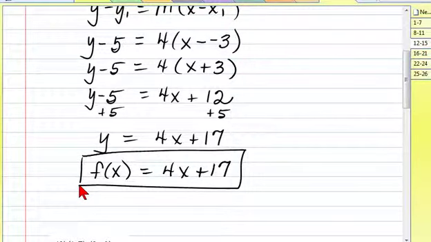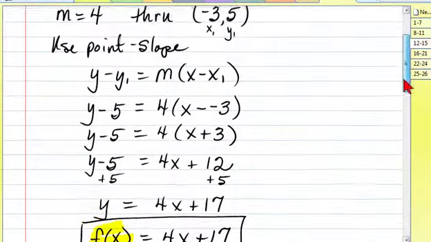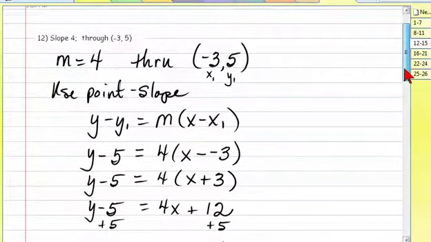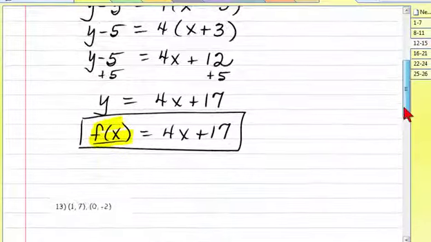I don't think that's a super big deal, but just in case, if you had 2 answer choices for this one, I don't think they would do this to you, but who knows. If the instructions said to write the equation in function notation, then only the last one would be the correct answer, because it has f of x, function notation. Any questions on 12? Slope and a point.